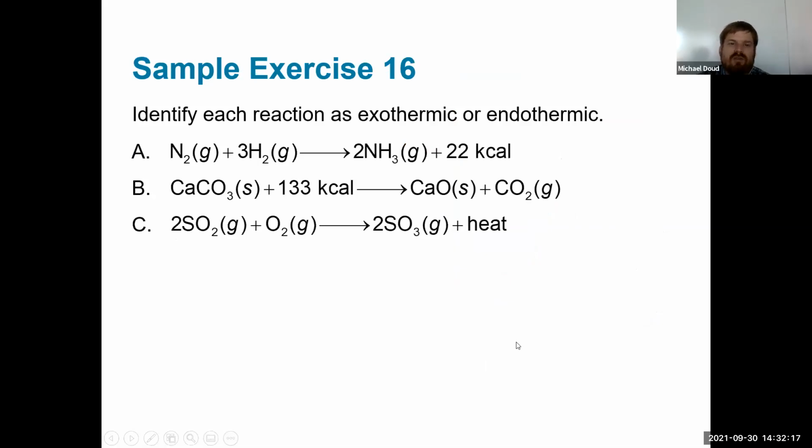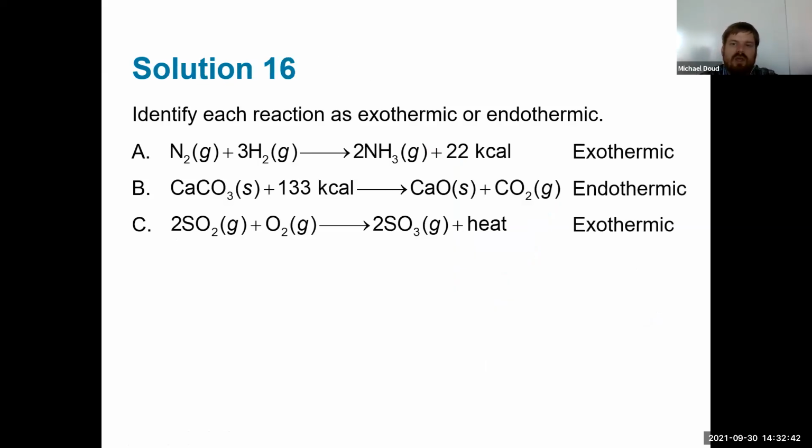Okay, so given that information, identify each of the following reactions as exothermic or endothermic. This is the type of problem that you'll see on the test for sure. And basically, all you have to do is ask yourself, okay, is heat a reactant or a product? And that's going to tell you which one you have. So go ahead, pause the video, work out A, B, and C, and then when you come back, we'll look at the answers. So go ahead, pause.